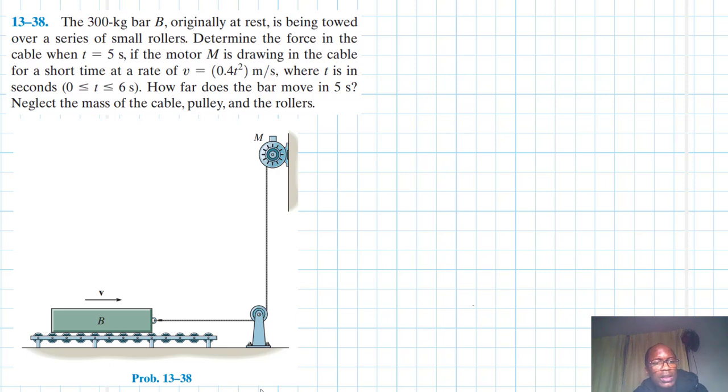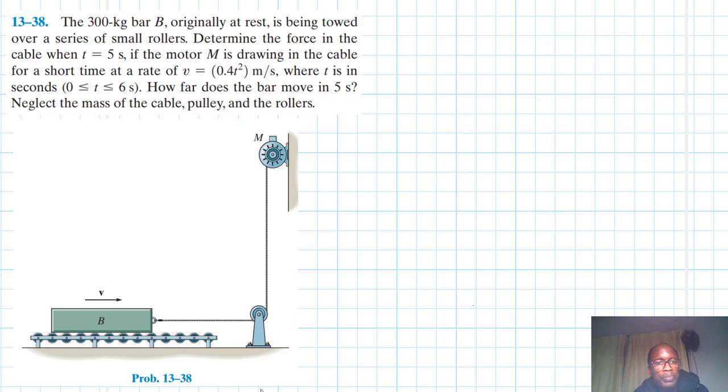The problem reads: the 300 kg bar B, originally at rest, is being towed over a series of small rollers. Determine the force in the cable when t is equal to 5 seconds. If the motor M is drawing the cable for a short time at the rate of v equal to 0.4 t squared in meters per second, where t is in seconds and is in the range 0 to 6 seconds, how far does the bar move in 5 seconds? Neglect the mass of the cable, pulley, and the rollers.